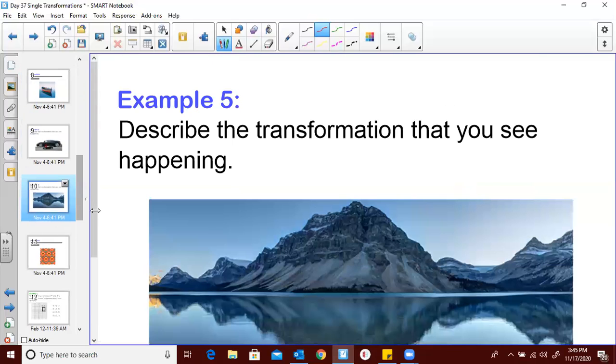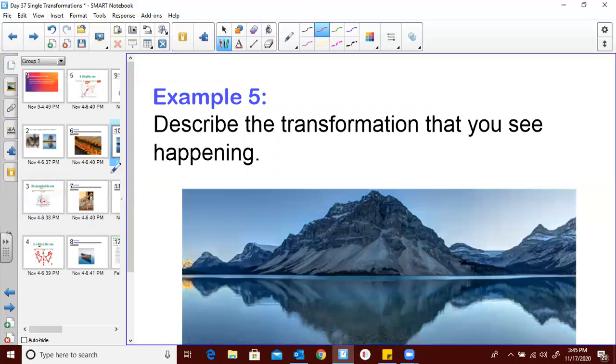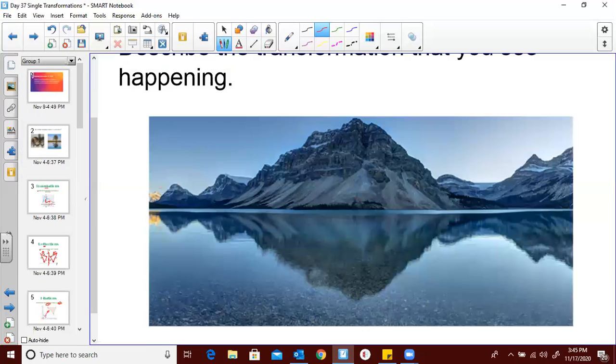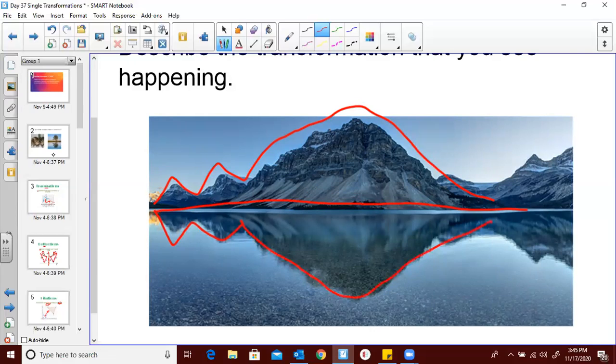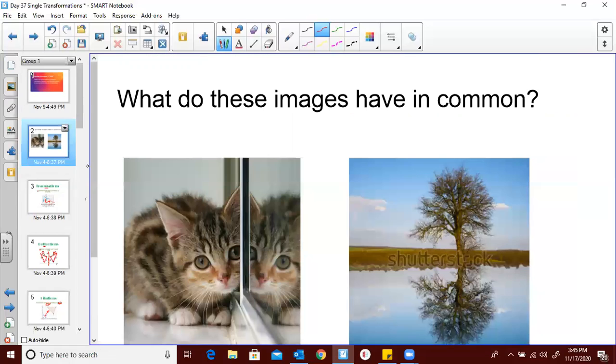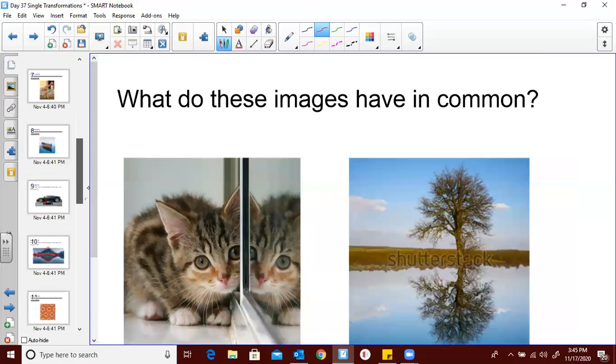Reflection of a mountain in a lake. And remember, with the reflection, you can think, look, we have this mountain right here, and it's perfectly reflected, not that my drawing is perfectly reflected, but it's reflected into the lake. Oh, those are two more reflections.